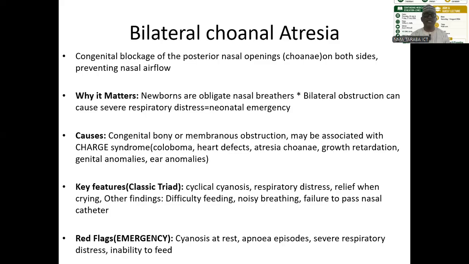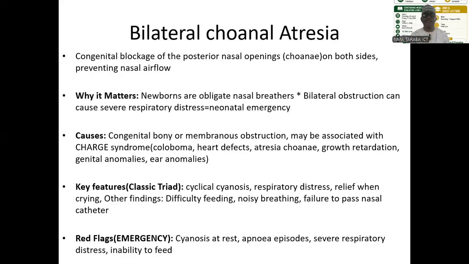associated features. The key features of choanal atresia is the classic triad of cyclical cyanosis, respiratory distress, and relief with crying. Other findings are difficulty in feeding, noisy breathing, and failure to pass nasal catheter. Cyclical in the sense that when the child cries, the cyanosis tends to clear because the child is able to take in and take out air.